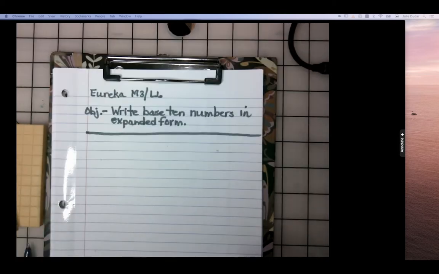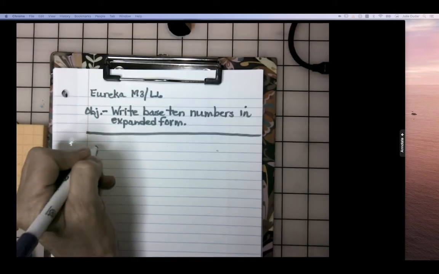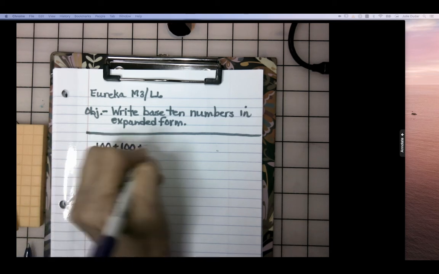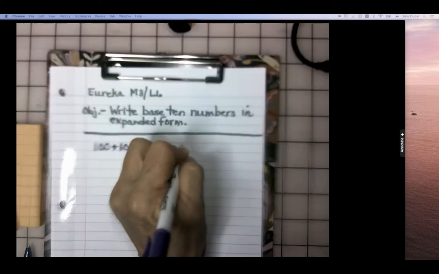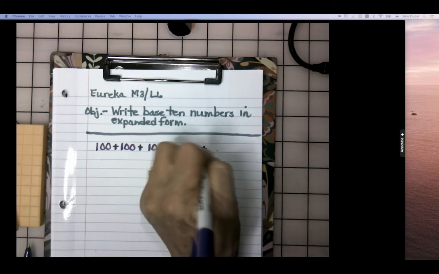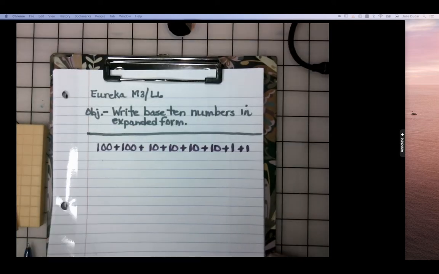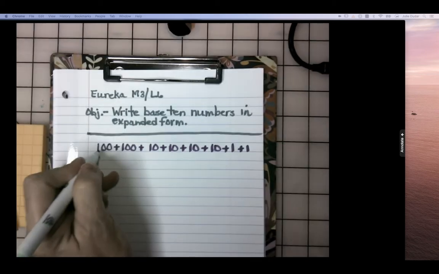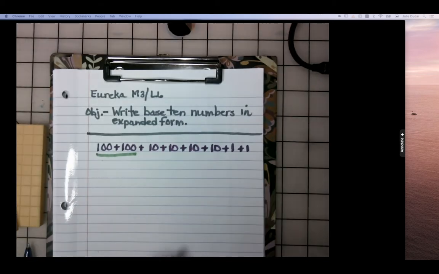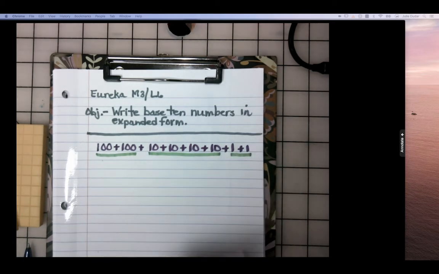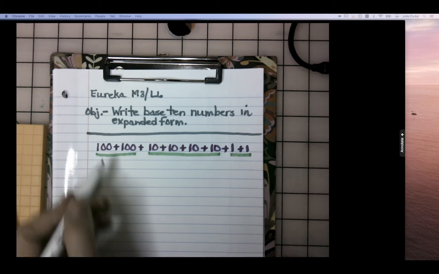Putting those off to the side, let's look at this. If I was to write 100 plus 100 plus 10 plus 10 plus 10 plus 10 plus 1 plus 1, could you find the units that are the same? And we'll underline them. There are 2 100s, there are 4 10s, and there are 2 1s. And so what we'll do is add those together and write it underneath.